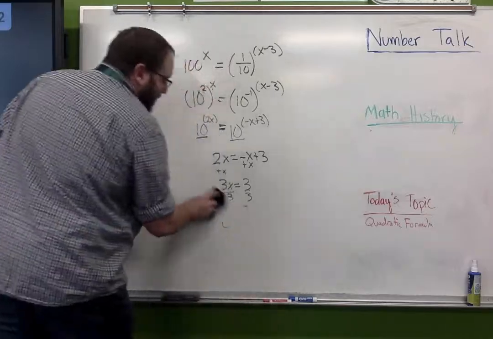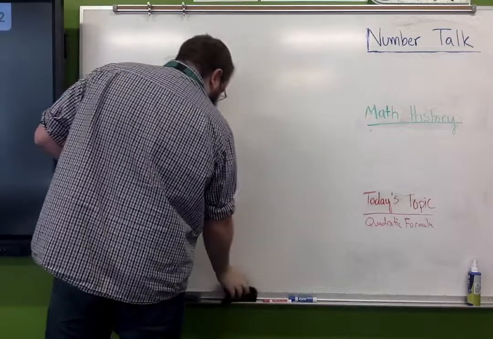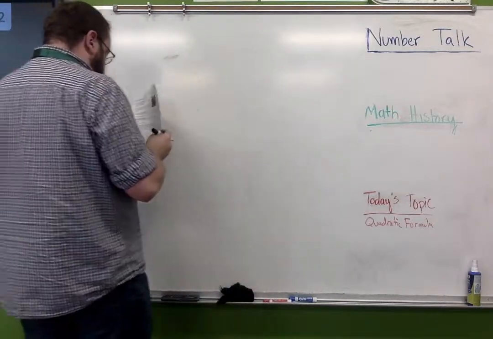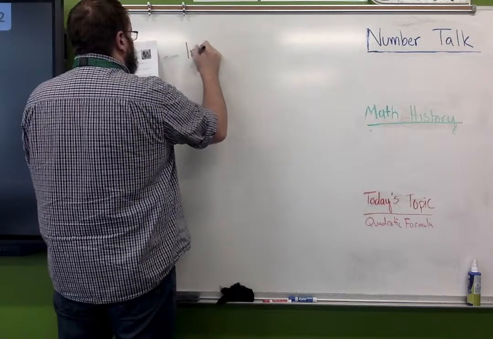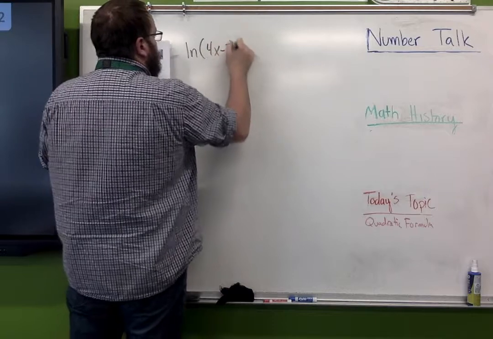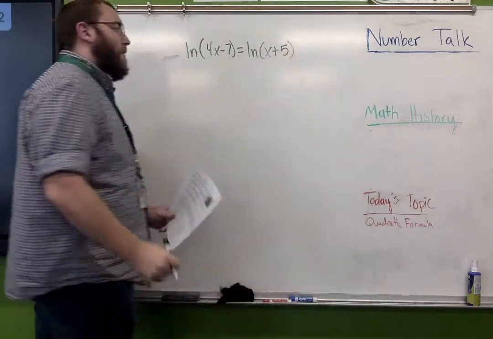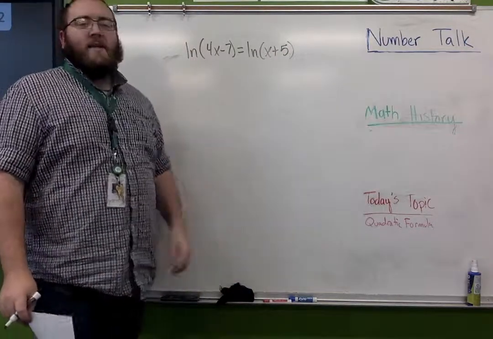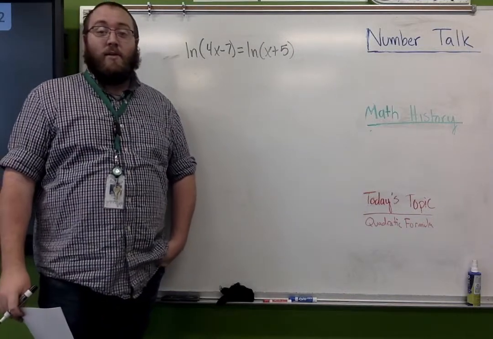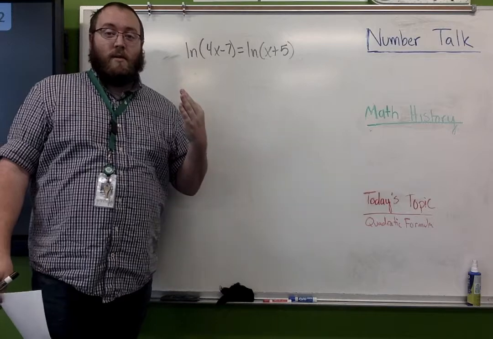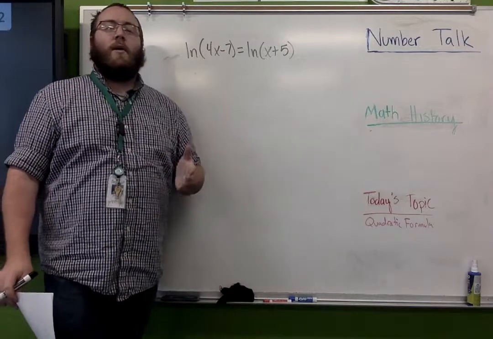Okay. Let's do property of equality with logarithms. We've got natural log of 4x minus 7 equals natural log of x plus 5. Okay, with natural log, what's the base? I can almost hear you through time into the past of how loud you yelled, base e. I'm so proud of you. Okay.